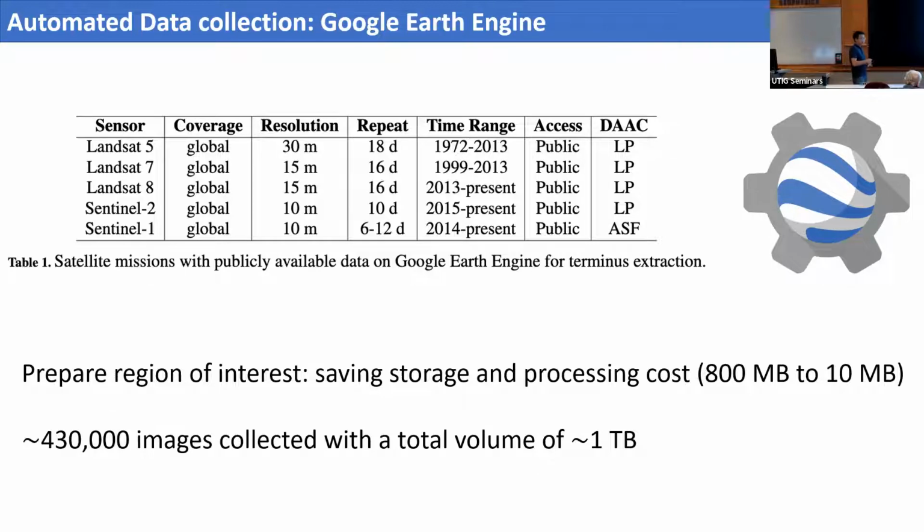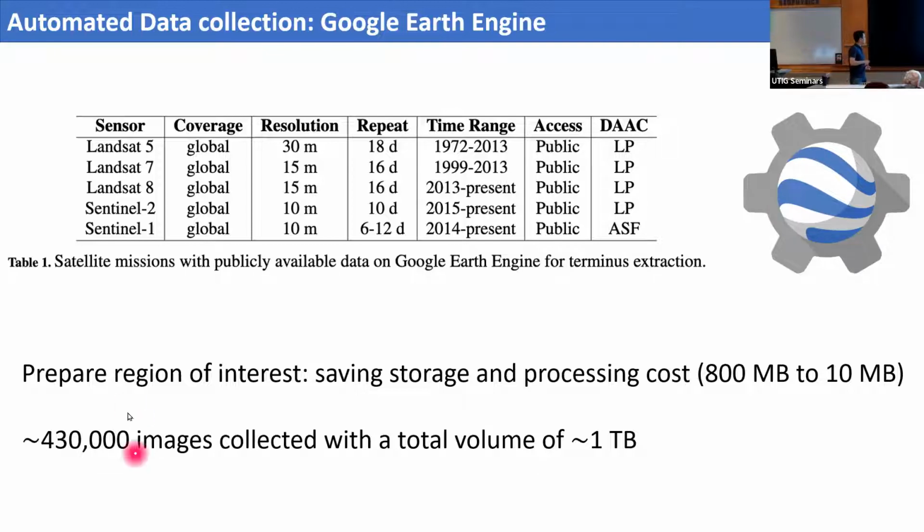Because we are dealing with hundreds of thousands of images, if we use the traditional way of downloading images, sitting in front of the computer and clicking on the website, it might take months just for collecting images, which is horrible. So we have to find a way to automate it. What we need to do is to prepare a region of interest. That's apparent, because we have to tell the platform which part we are interested in so that it can filter the images and give us what we want.